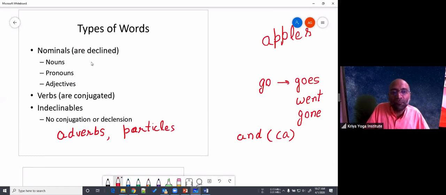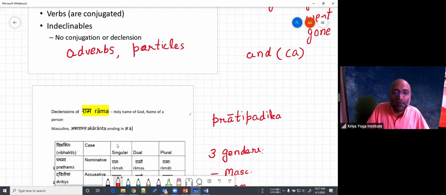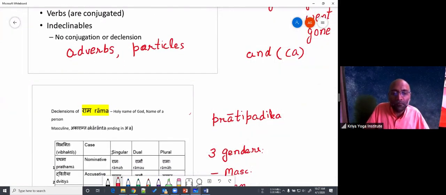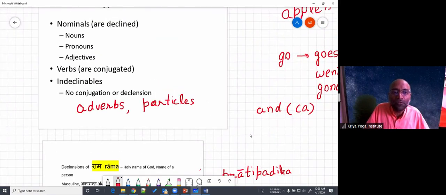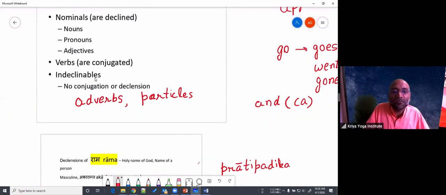So here the change of form goes based upon these criteria: whether it is masculine, feminine, which case, which number. These are the criteria by which the forms undergo change. This criteria does not apply for indeclinables. So no matter whether you are using it for plural or singular, masculine or feminine or neuter, the form of an indeclinable does not undergo change. That's what indeclinable means.